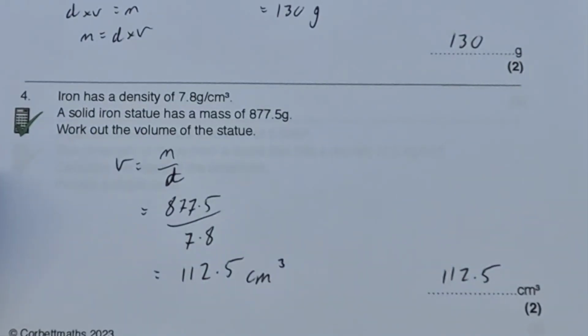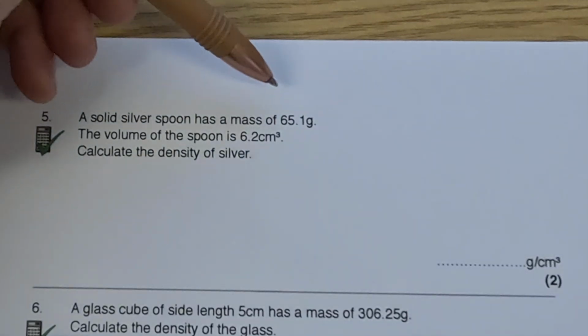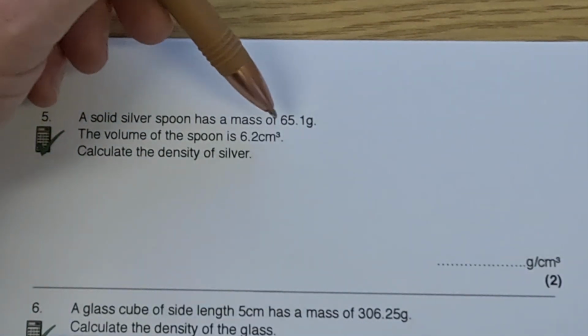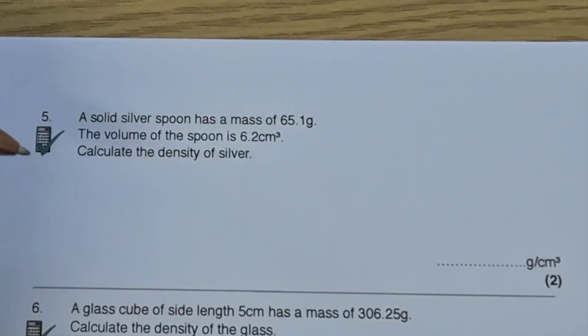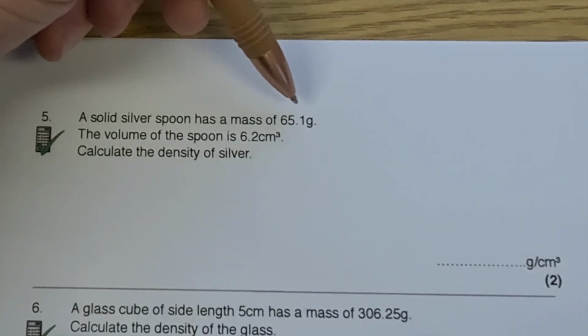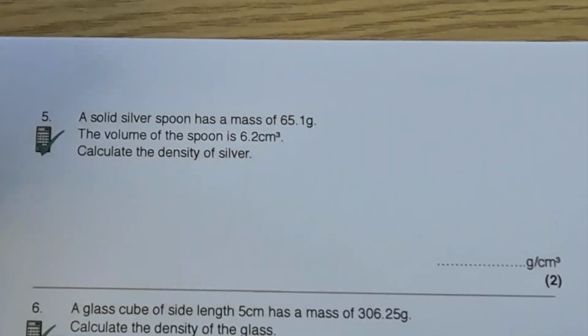Okay, let's look at our next question, question number 5. It says a solid silver spoon has a mass of 65.1 grams. The volume of the spoon is 6.2 centimeters cubed, and the question says find the density of the silver. If we think about it, we've got the total mass of the spoon and the volume of the spoon, and if we divide the mass by the volume, we can find the mass of each centimeter cubed, or the density.